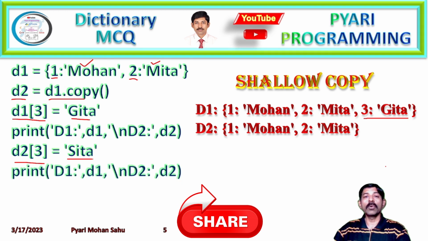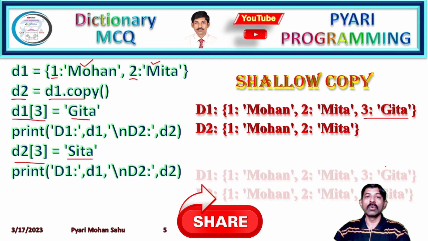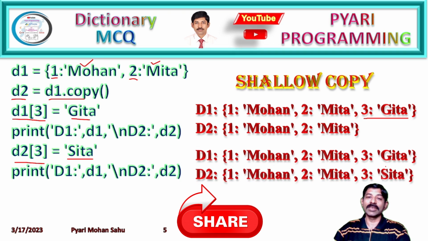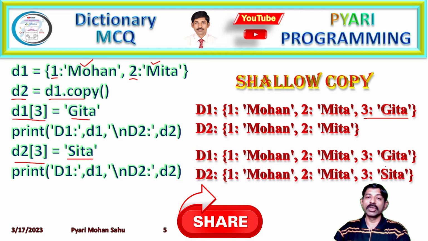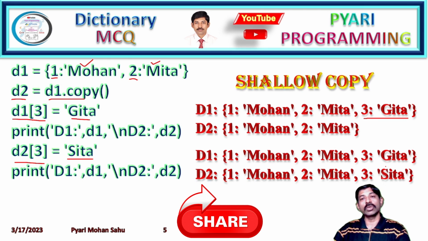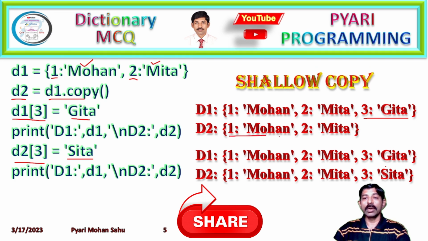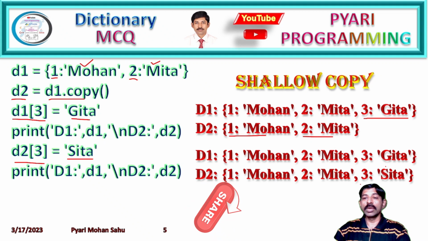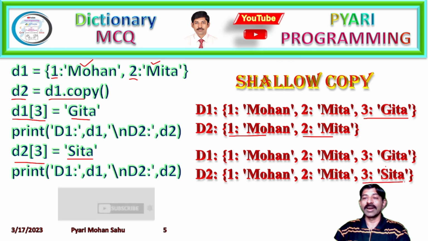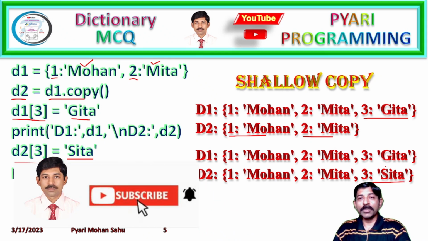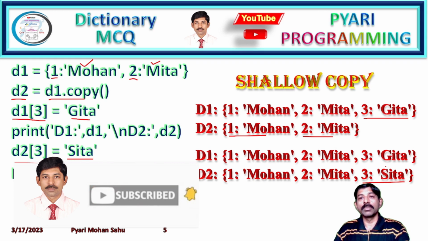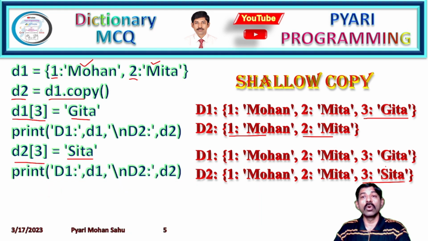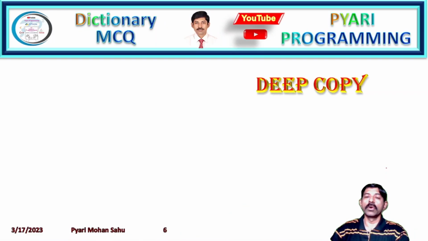Let's see. If I print both D1 and D2, we are going to get the output like this. The old dictionary which was having 1 Mohan, 2 Mita, 3 Gita, no change in this. But look at D2. Earlier it was 1 Mohan, 2 Mita. Now a new key is added on this called 3 Sita. That means in case of shallow copy, if any change is made in one dictionary, it is not going to affect another dictionary. Let's see one more example of your deep copy.